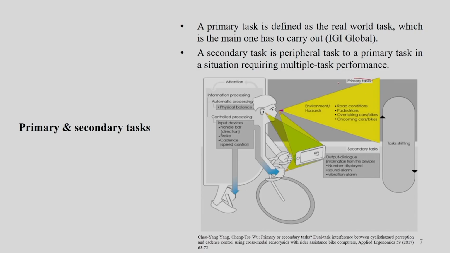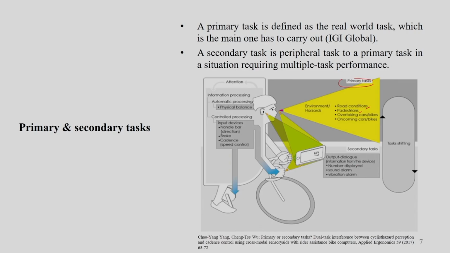So, the primary task, what we are saying, is that you need to understand the road condition, you need to understand who the pedestrians are on that particular road, then overtaking cars or bikes, and somebody coming from the opposite side. So, this understanding is very important when we are talking about riding a bicycle.